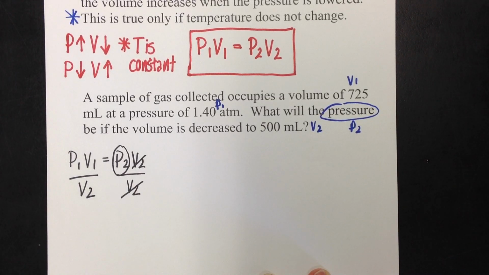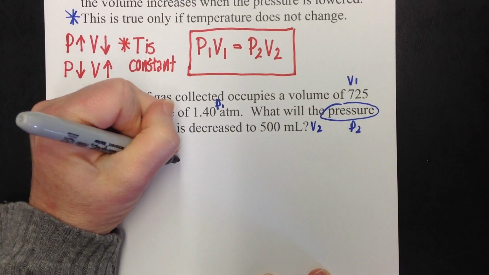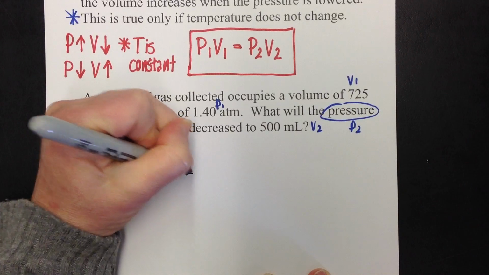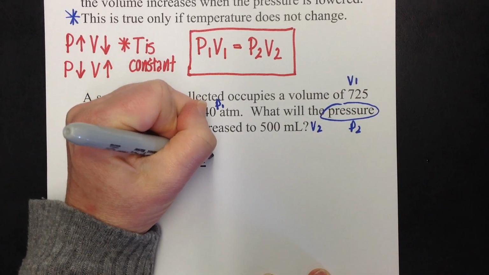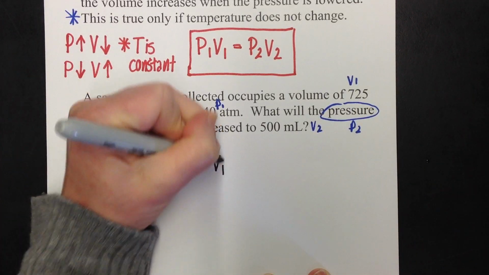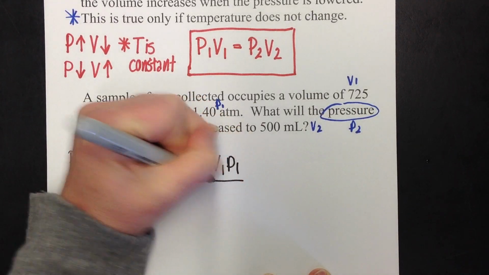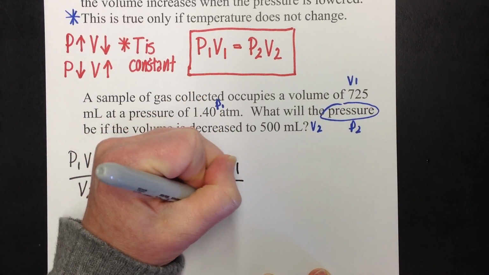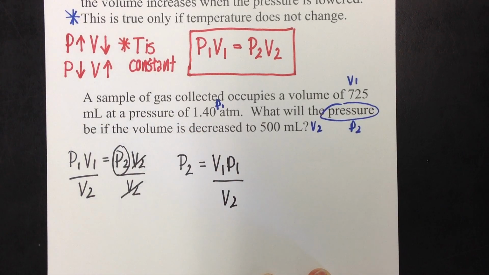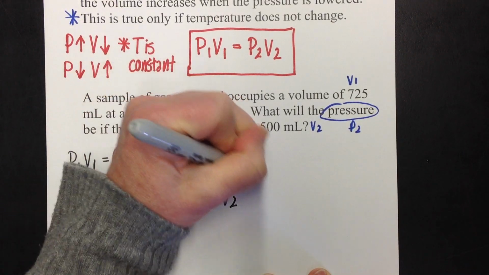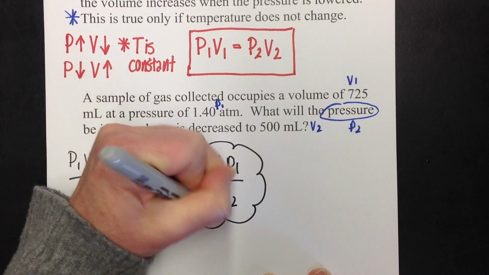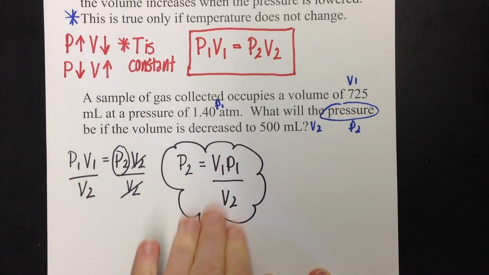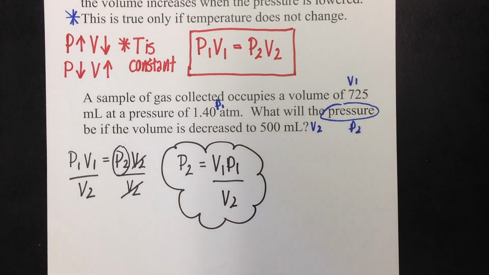Now, I'm really OCD. I like my unknown on the left, so I'm just going to rewrite that and flip sides. So P2 equals P1 V1 over V2. It doesn't matter what order you put them in. The order of these doesn't matter. You're just multiplying those on top. So this is the formula I am plugging into. You don't have to flip it around and rewrite it. That might be a little overkill, but again, I like seeing my unknown on the left and everything I'm plugging into on the right.